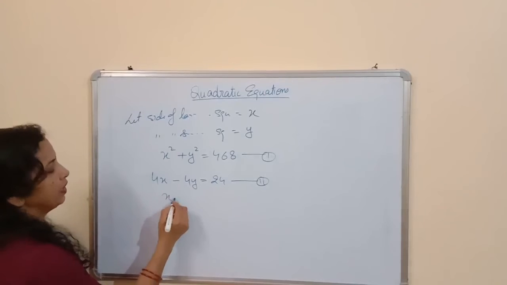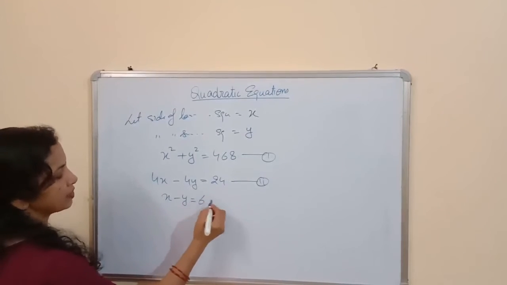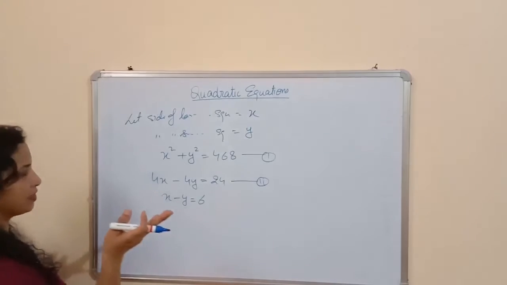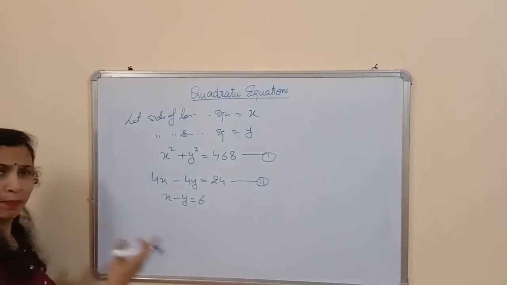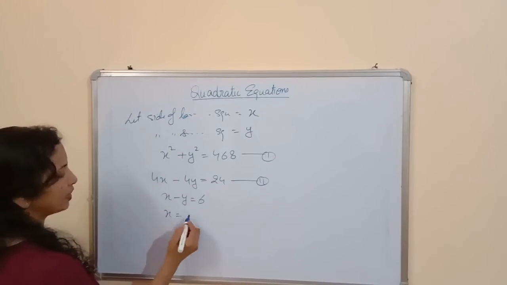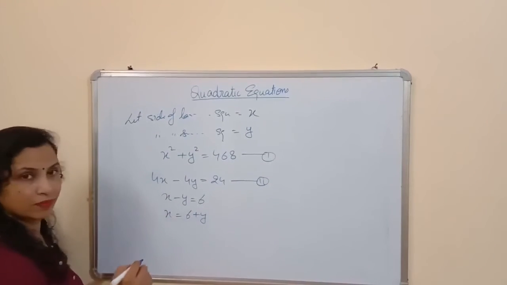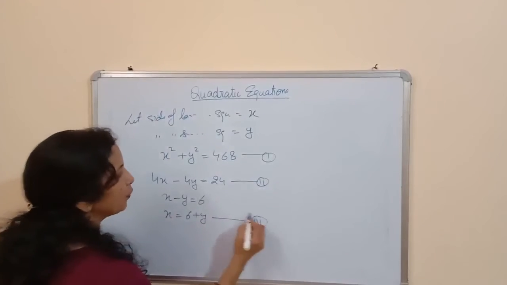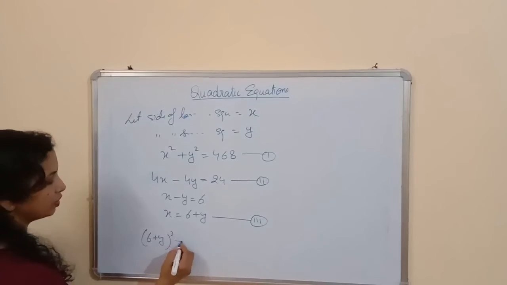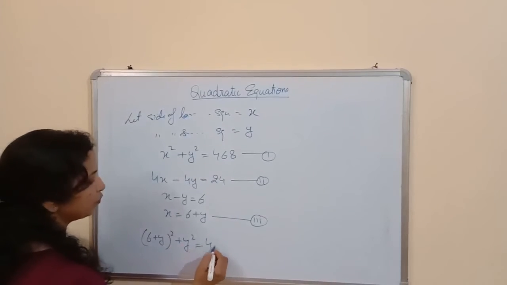We will get x minus y is equal to 6. Or we can say we divide all the equation, that is the RHS and the LHS, by 4. So we can find the value of x here. x is equal to 6 plus y. And we can put this value in equation 1. (6 plus y) whole square plus y square is equal to 468.